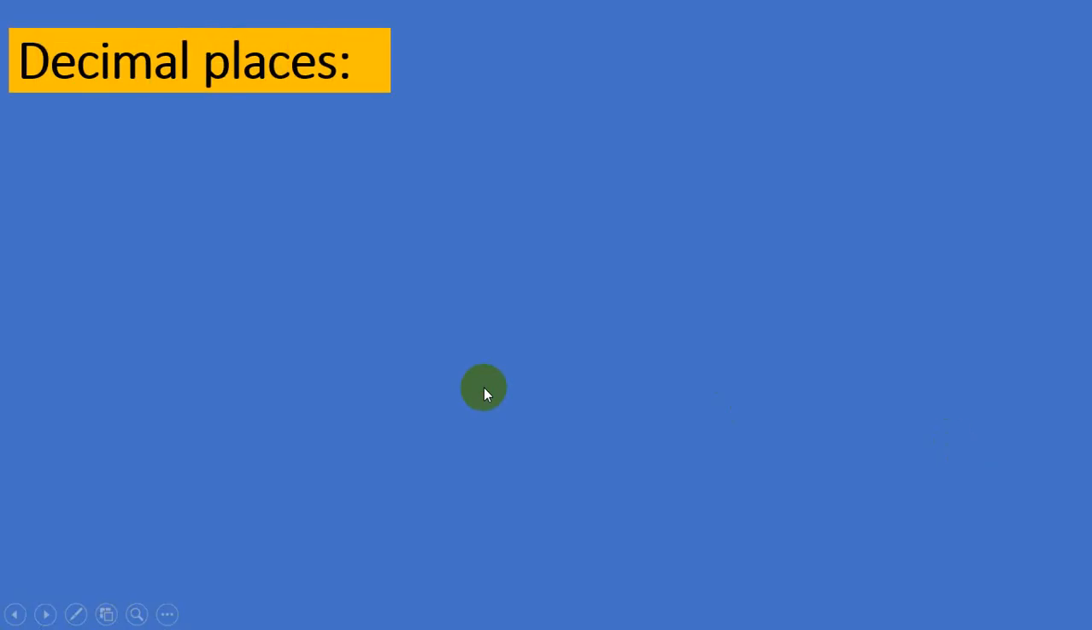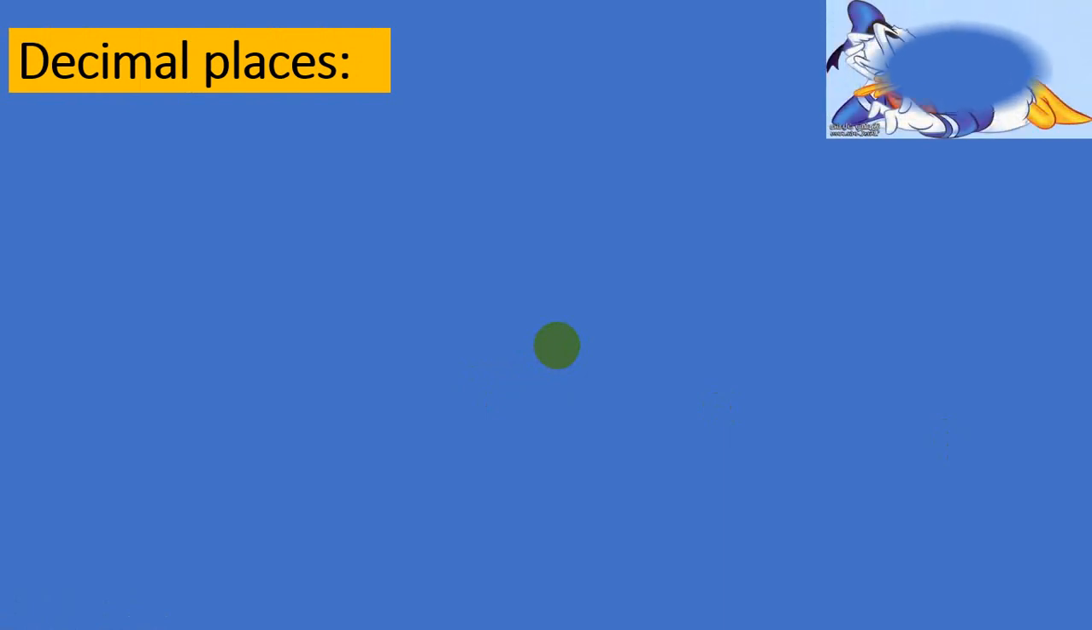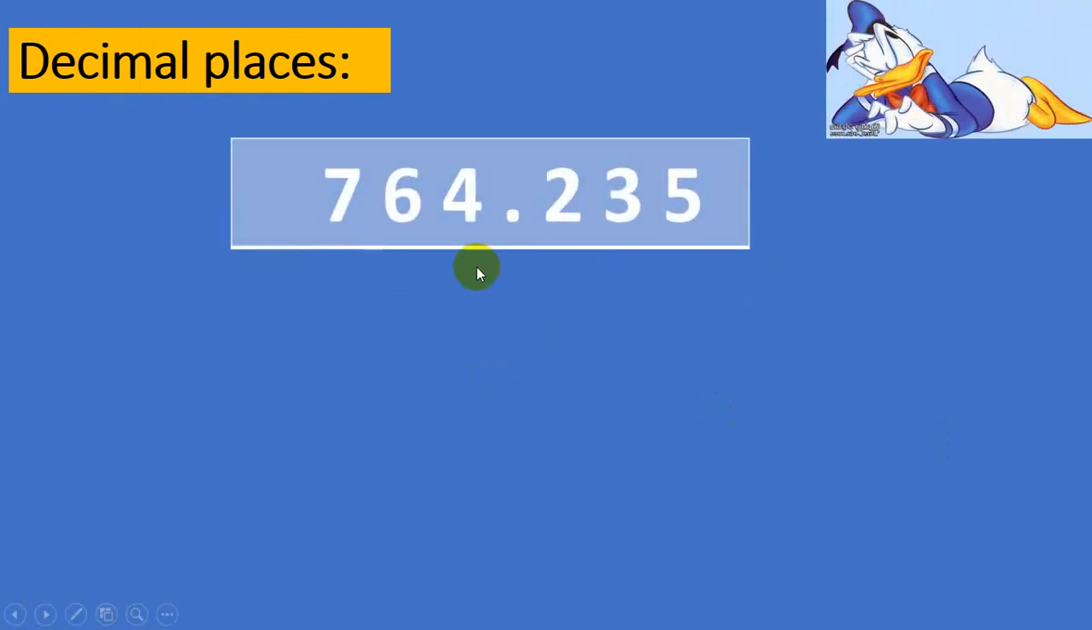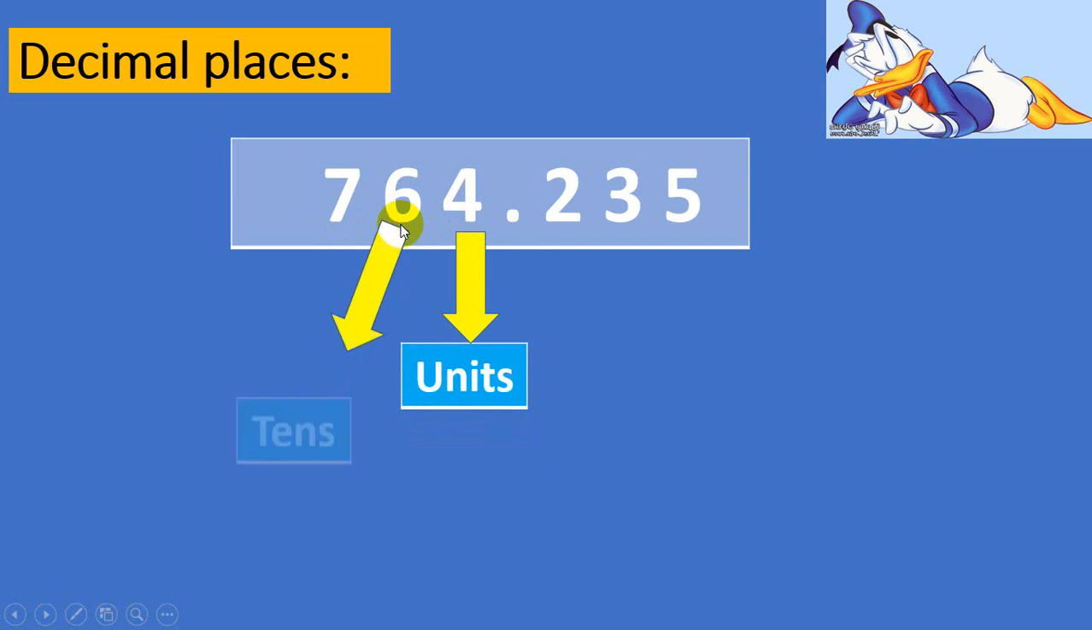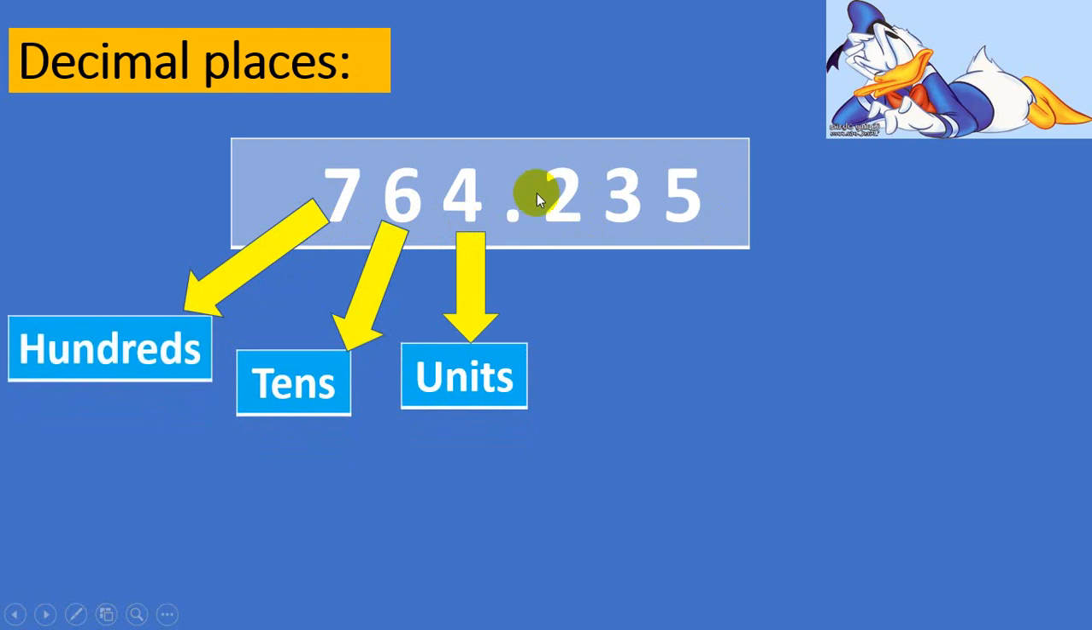Decimal places. Remember with me all the decimal places, and remember with me the place value of each number. Where is the units place here? The units place is number 4. Yes, and after units we have tens, and after tens we have hundreds, and we have decimal point here.